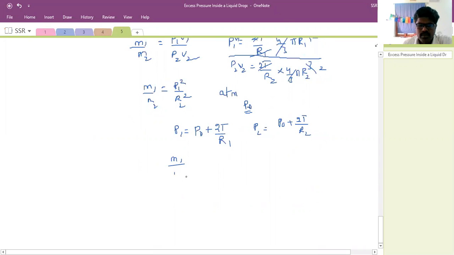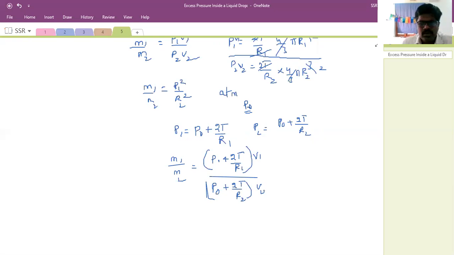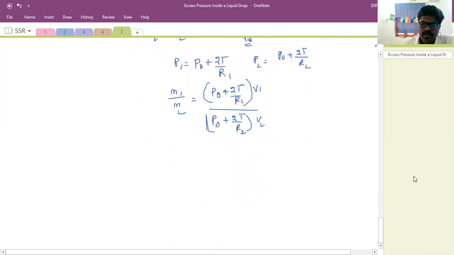M1 by M2 is equal to P0 plus 2T by R1 into volume V1, similarly P0 plus 2T by R2 into volume V2. Like this you can do. Are you clear on this? Where V1 is equal to 4/3 pi R1 cube, and V2 is equal to 4/3 pi R2 cube. This is how to calculate the ratio of the masses of soap bubbles in terms of atmospheric pressure, the radius of the soap bubble and the volume of the soap bubble. Okay, next application you can see.